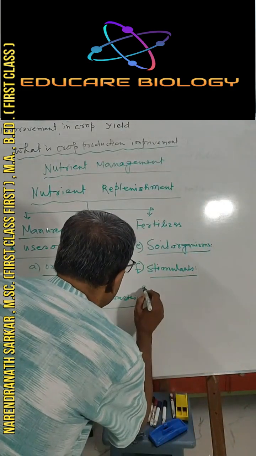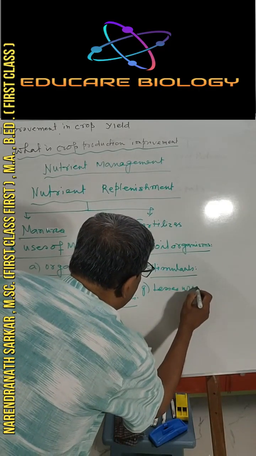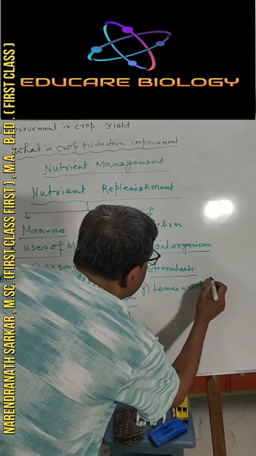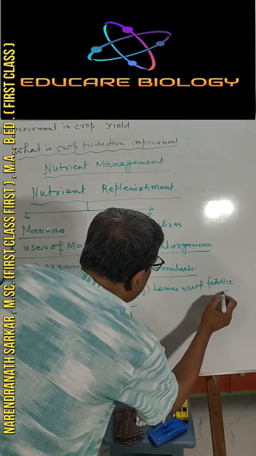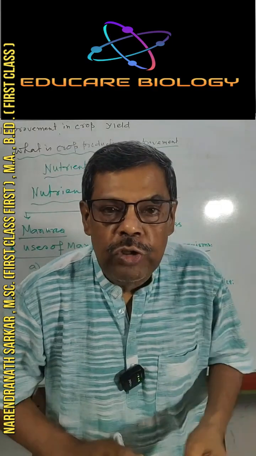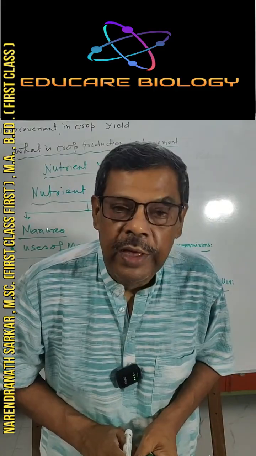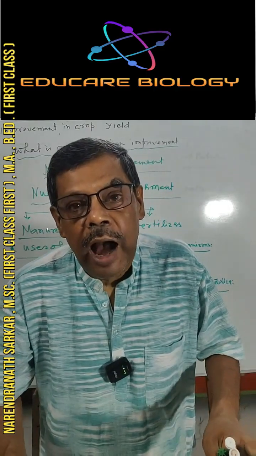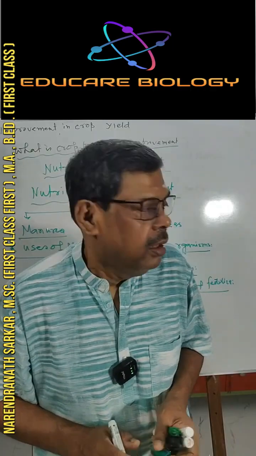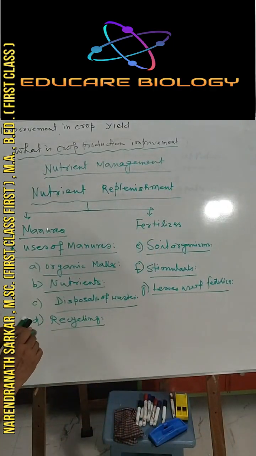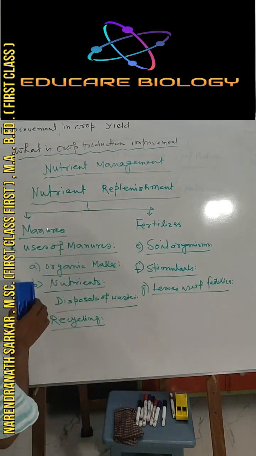Next, G, use of fertilizer. Manures reduce the dependency on fertilizers, which are otherwise harmful to our environment. This is the usage of manure, which improves the crop production.